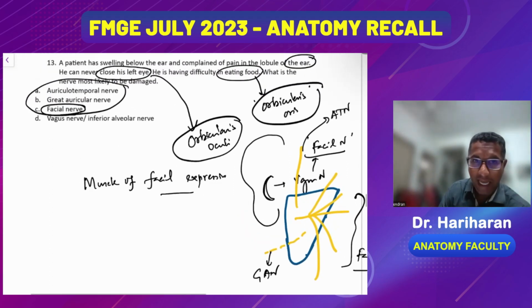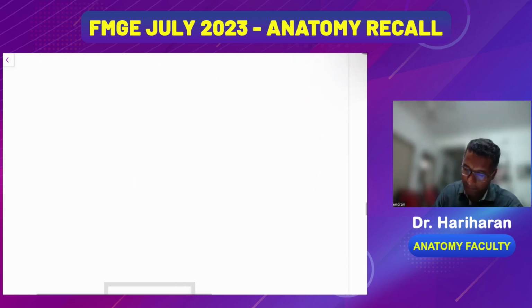So don't get carried away by the options. Look into the question, analyze the question, and then answer. The answer for this question is facial nerve. Okay, we'll go to the next question, guys. So what is the next question?